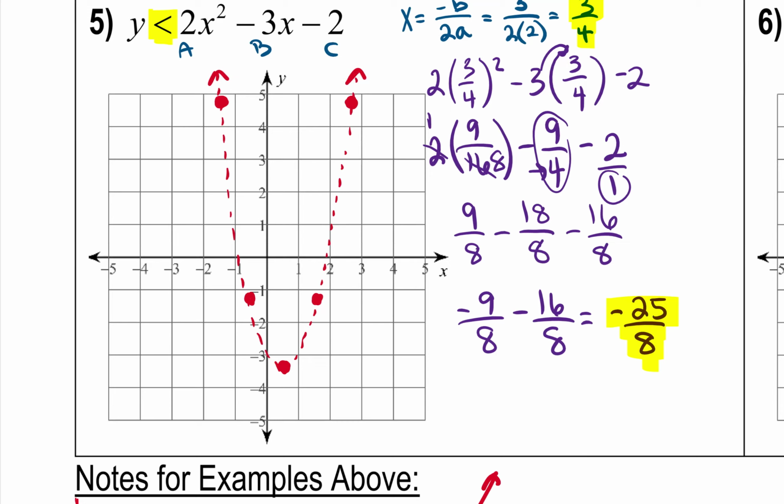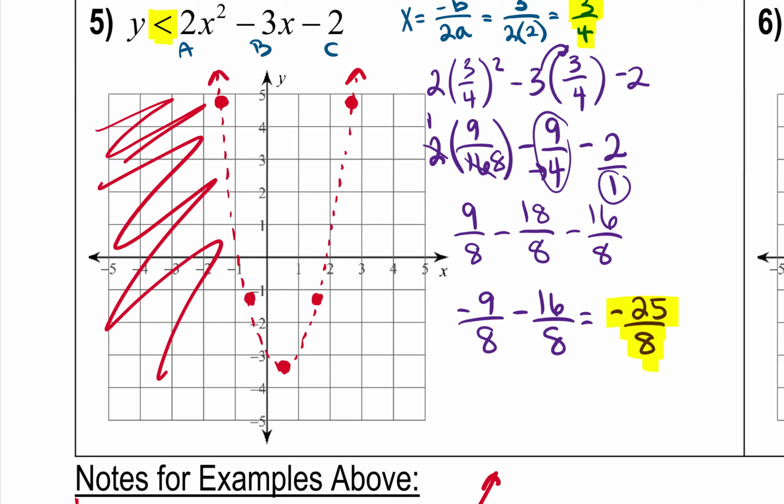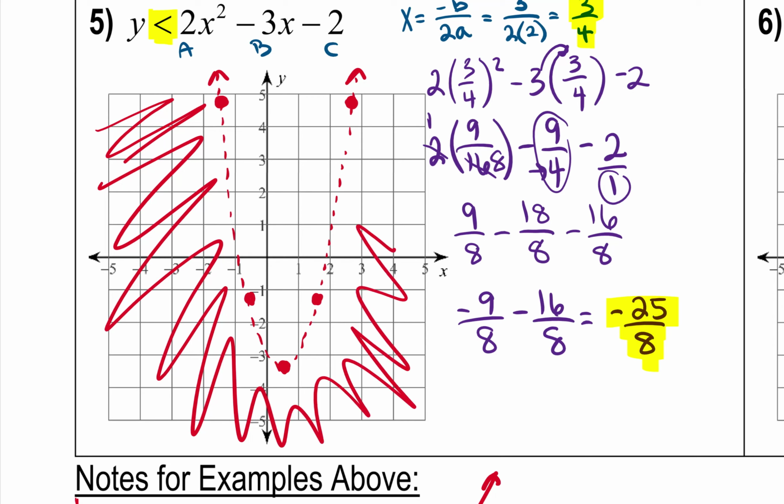And then you have to shade. That's the last part. So once you get the vertex, that's really most of the work. From there, you use the pattern to get a few more points. You drew a dotted or solid line, and then I'm going to shade either above or below. In this case, because I'm less than, I'm going to shade below. So everything below the line would be all down here, and that'd be my answer.